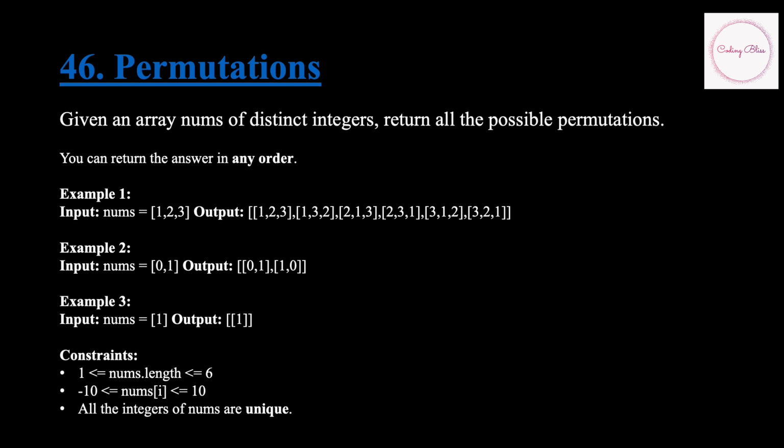So by permutations we mean arrangements. If you are given an array 1, 2, 3, then all the possible permutations include different arrangements of 1, 2, 3, which includes 1, 2, 3, 1, 3, 2, 2, 1, 3, 2, 3, 1, and so on. For any given array, the number of permutations possible is n factorial. Taking this into account, now let's see how to solve this problem.